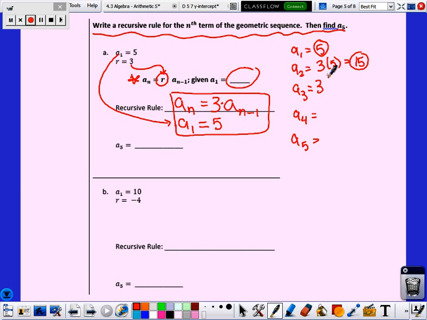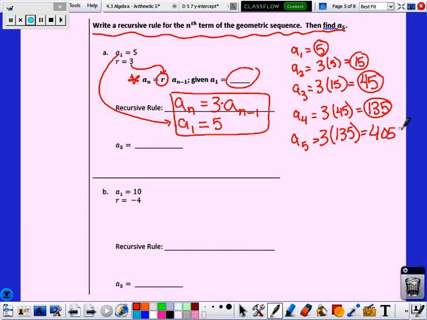For the next one, we're going to multiply a sub 2 by 3, the term before it. And 15 times 3 gives me 45. There's my third term. Now I have 3 times 45, which is 135. And finally, my fifth term, which is 3 times 135, which gives me 405. Yay, we did it. We solved for the fifth term. Fifth term is 405.